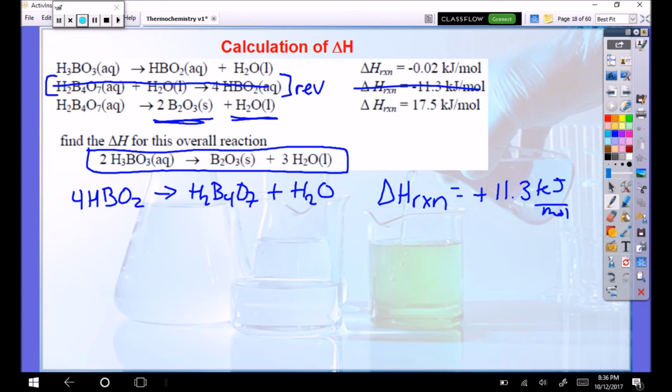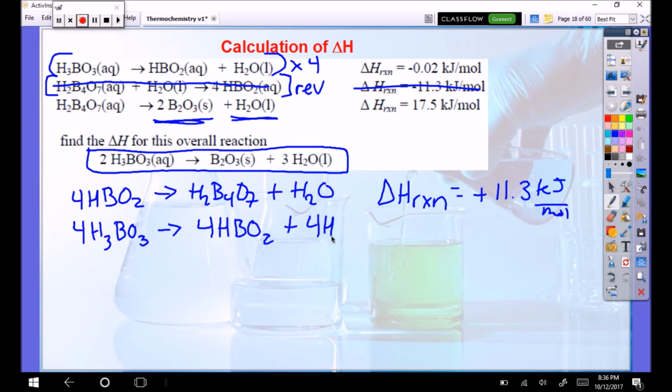Now, if I was to add all these things together, it does not look like they would cancel in the current form. So if I wanted my HBO2 to cancel out, I would likely need to multiply this reaction by 4. So let's multiply this by 4. I get 4H3BO3 and 4HBO2 and 4 waters. And what happens to my delta H? I have to multiply this by 4 too. All right, so we get negative 0.08 kilojoules per mole.